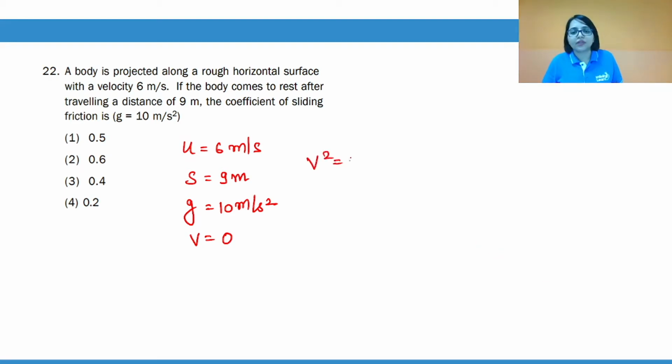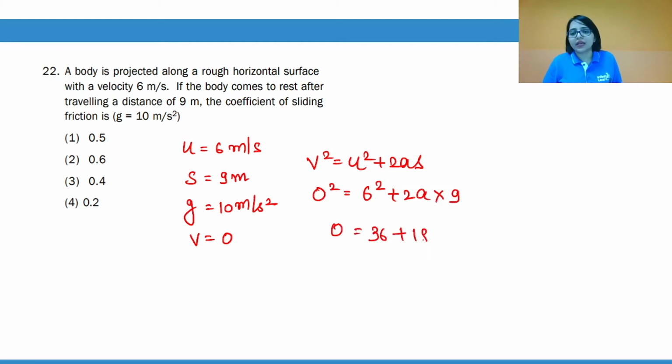We can apply this equation. v squared is equal to u squared plus 2as. So this is 0 squared is equal to u squared, that is 6 squared, plus 2a. s is 9, right? So 0 is equal to 36 plus 18a. So a will be minus 2 meter per second squared. This is the value of retardation.